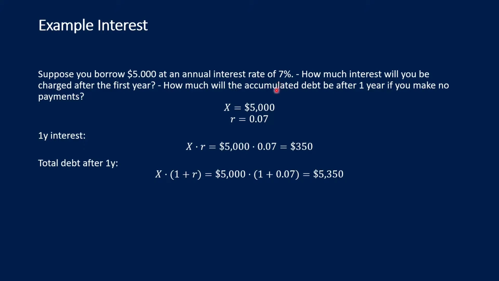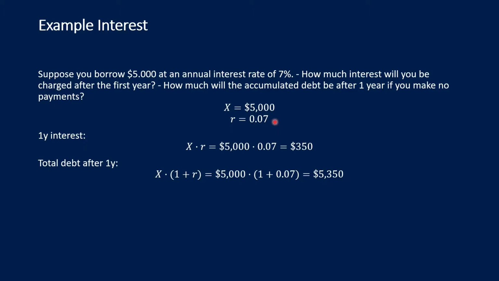So let's put it into our notation. 5,000, that's the principal value of the loan, or the face value of the bond or whatsoever. So capital X is $5,000. And the interest rate is 7%. 7% we always write like 0.07. That is 7%, so 7 divided by 100. That's what percent stands for, right?